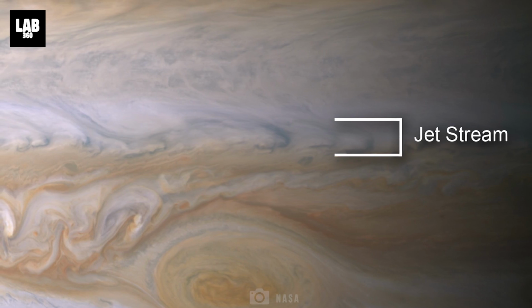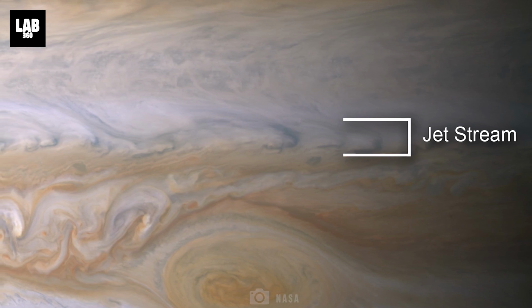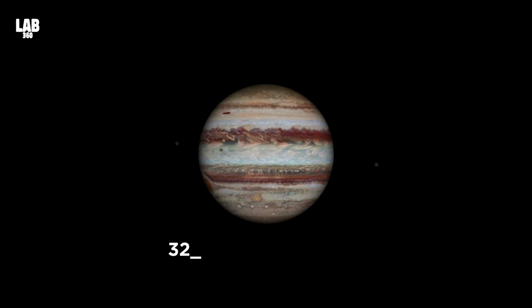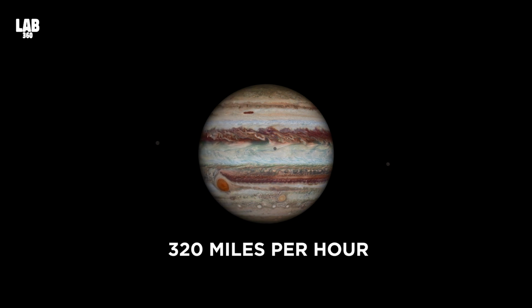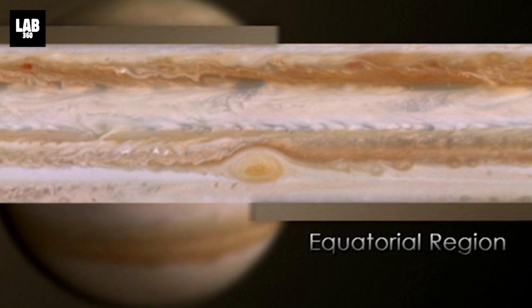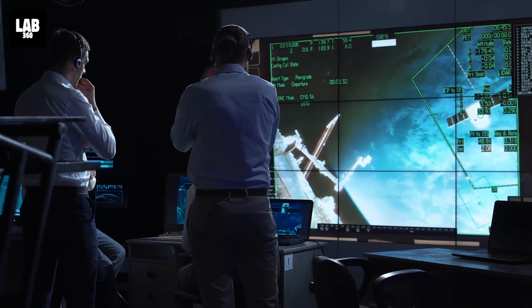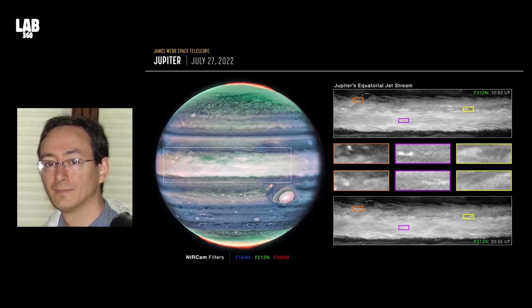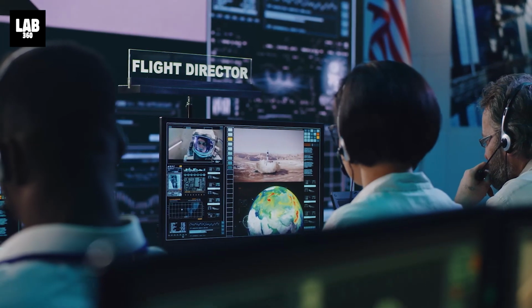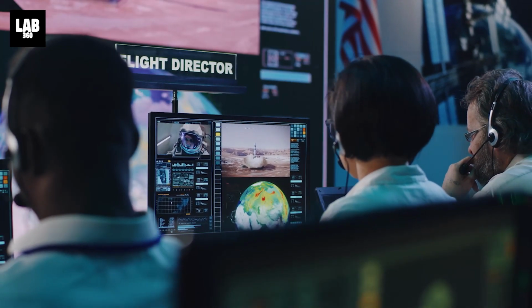But the real jaw-dropper was the discovery of a high-speed jet stream on Jupiter, a colossal feature over 3,000 miles wide, racing at an incredible speed of 320 miles per hour. And here's the kicker, it's right above the planet's equator. This is a phenomenon that has never been witnessed before. "That totally surprised us," says Ricardo Hueso from the University of the Basque Country in Bilbao, Spain, who led the team behind this remarkable discovery.